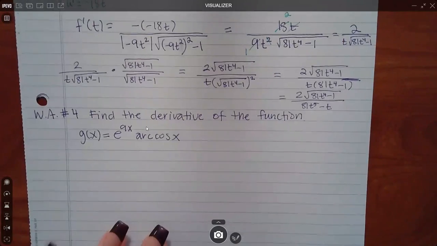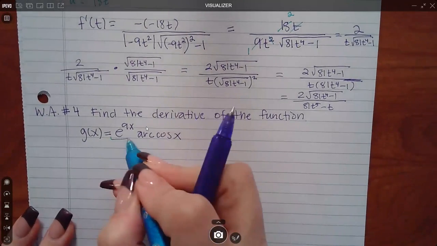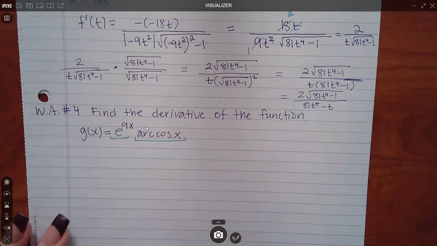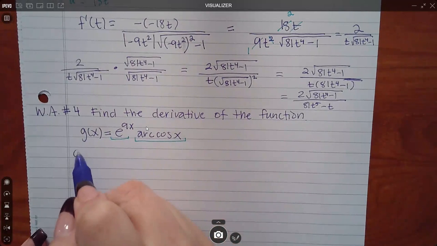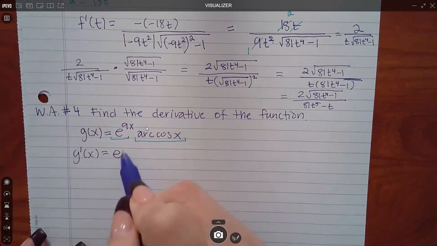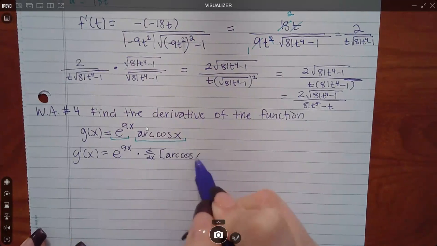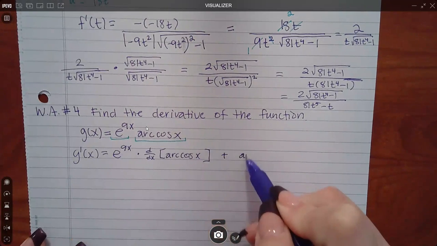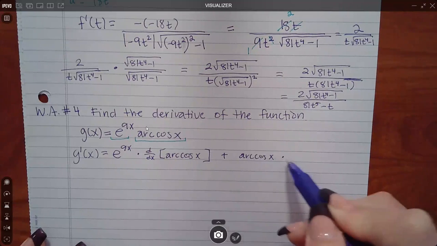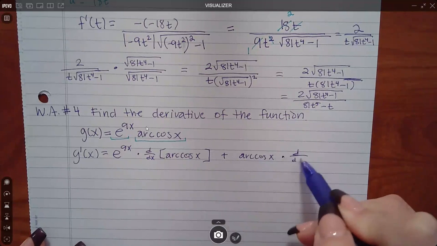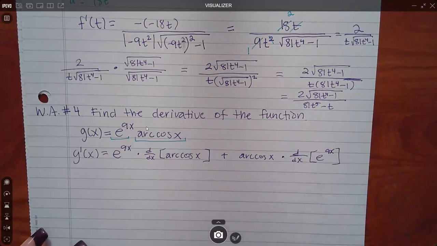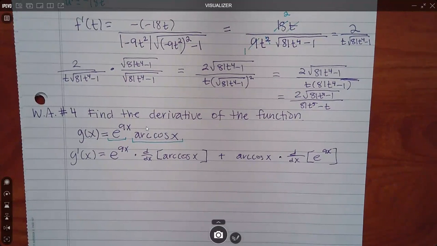Okay. So I do have something times something else, so I have to apply the product rule. I don't have a choice when it comes to that. So when I find g prime, I'm going to have to do the first factor times the derivative of the second factor, which I don't want to do yet because it's too much, plus the second factor times the derivative of the first factor. I haven't done the derivatives yet. I'm just telling you what I have to do, right? So I have the first guy times the derivative of the second guy plus the second guy times the derivative of the first guy. But I haven't actually done those derivatives.